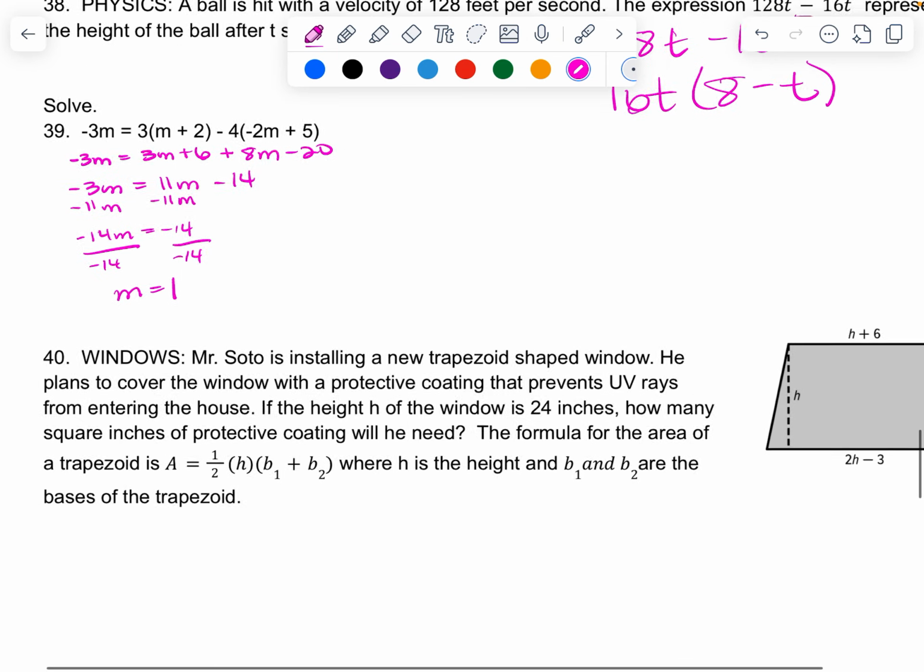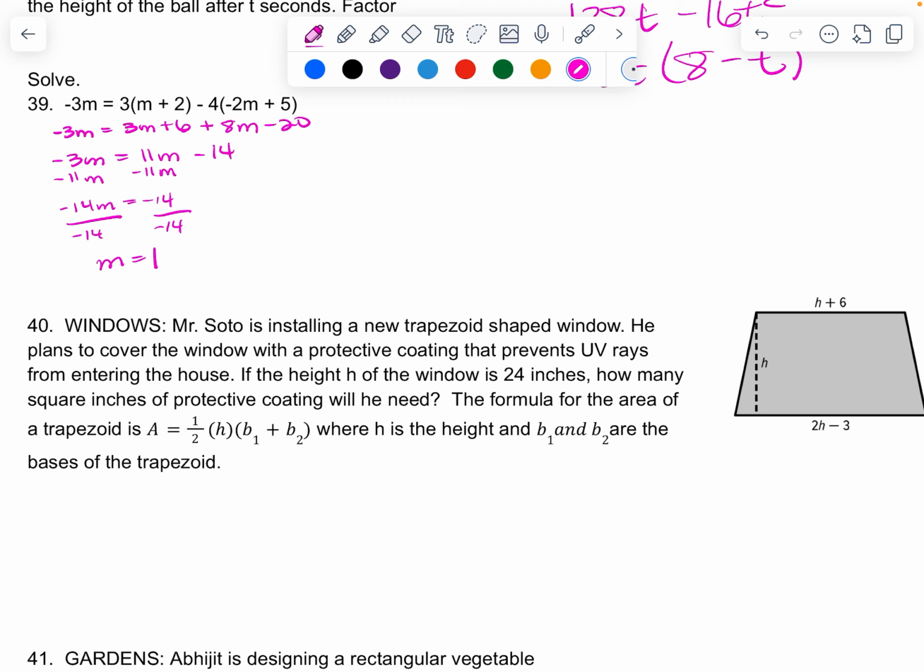This next one, the windows. Mr. Soto is installing a new trapezoid-shaped window. He plans to cover the window with protective coating that prevents the UV rays from entering the house. If the height of the window is 24 inches, how many square inches of the protective coating will he need? The formula for the area of a trapezoid is area equals 1/2 times the height times the quantity B1 plus B2, where H is the height, B1 and B2 are the bases.